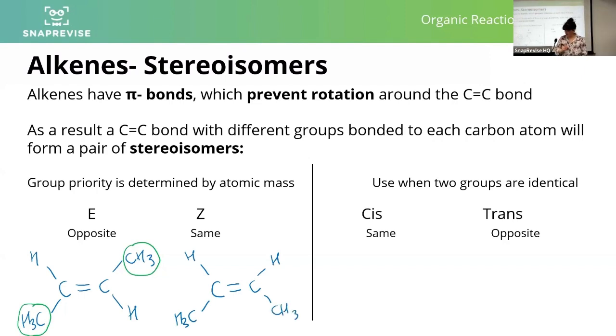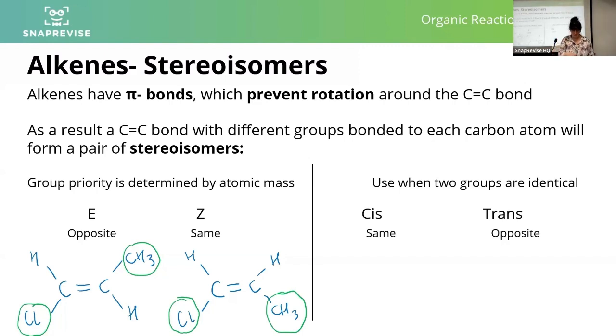For Z, for an example of Z, this is when our higher priority groups are on the same side. Here, sorry, I'm just going to make it a little bit better. Apologies, I should have done a non-same group just to make it a bit clearer. So I'm going to put chlorine down there in the bottom left-hand corner, and I'm going to do the same for this molecule as well. It's still higher priority than hydrogen though. So on my right-hand molecule here, on the left-hand carbon, chlorine is the higher priority because it's got higher atomic mass than hydrogen. On the right-hand one, carbon has a higher atomic mass than hydrogen, so my higher priority group again is on the bottom.